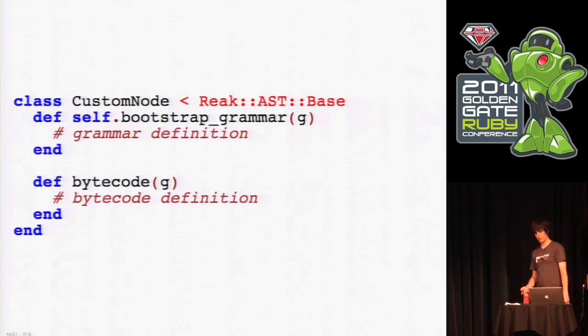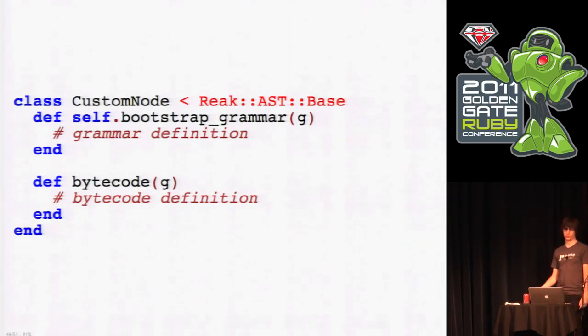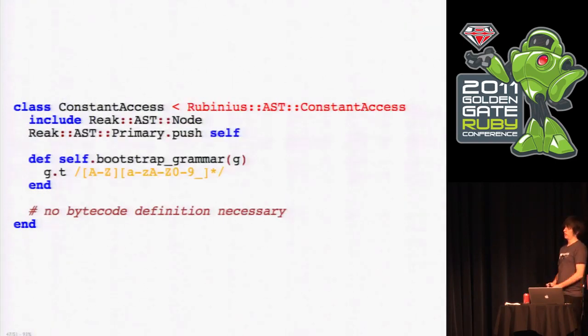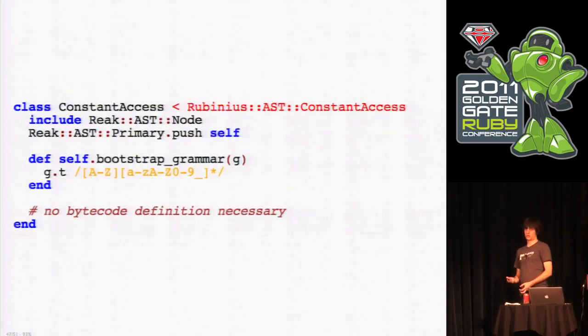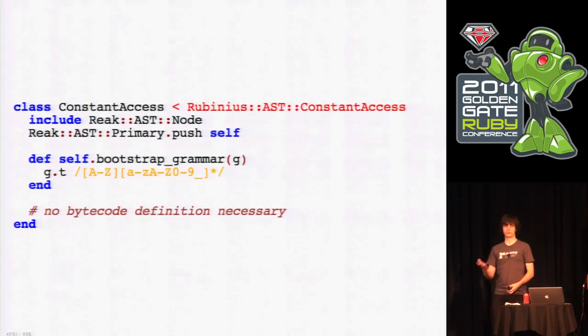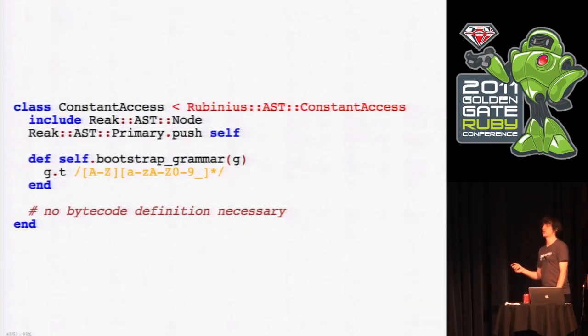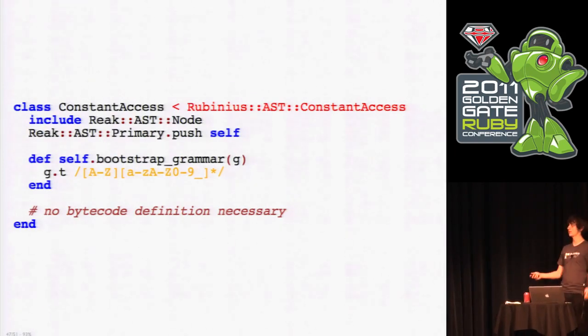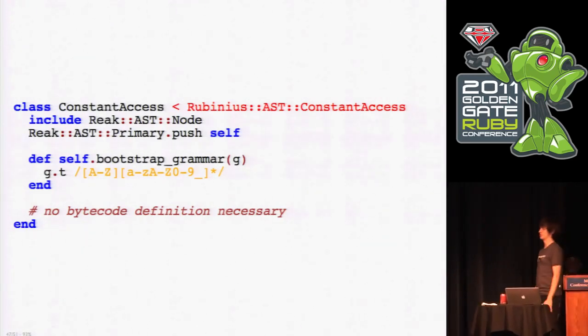Well, we didn't want to write bytecode if not necessary. So if there is some AST node which we also have in Ruby, we can just subclass from that one, like this is the one for constant access. If you say Object, this is the AST node class used by Rubinius internally. And then just define a grammar on it and use the bytecode Rubinius is using anyways.